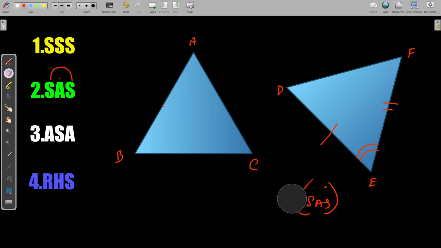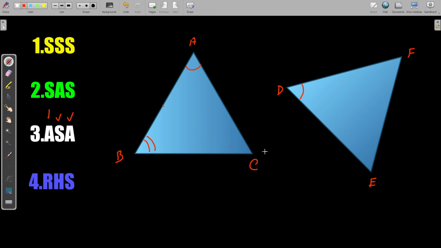Let's look at the next one. Next one we have ASA. As the name suggests, A stands for angle, S for side, angle. For example, the angle A is equal to the angle D and angle B is equal to angle E.